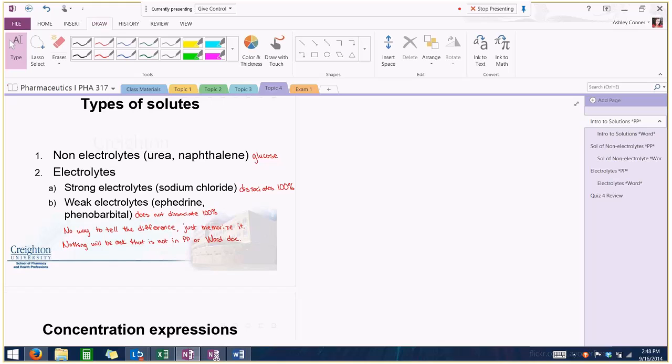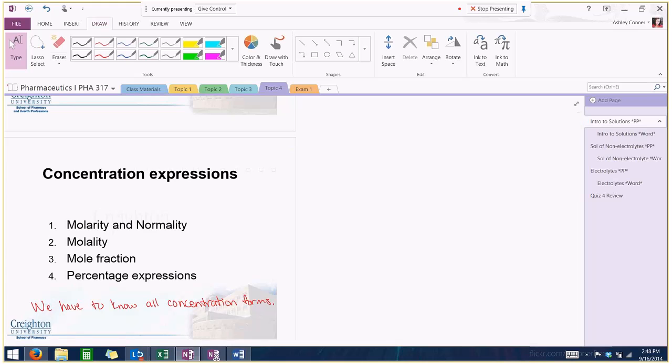Sucrose and glycerin. Yeah, was that in the Word doc? Electrolytes. Yeah. Sucrose is a non-electrolyte, right? Yeah. Sucrose, glycerin, naphthalene, and urea are not electrolytes. So there's 5 total there that we need to memorize because he said there's no way to tell the difference, just memorize it, and he won't ask anything that's not on here.